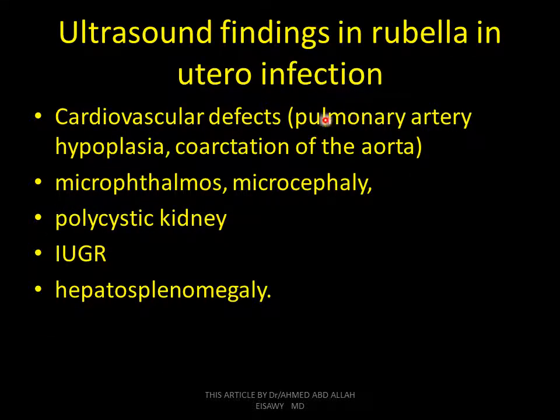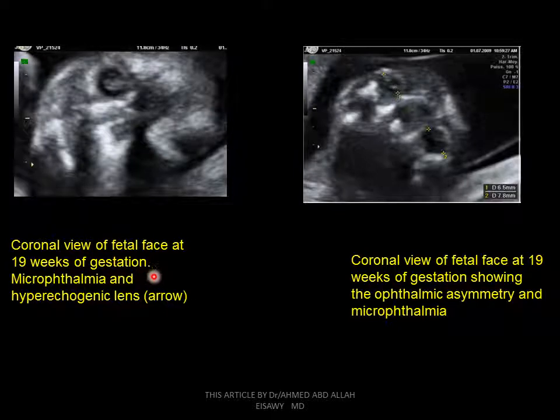Ultrasound findings of rubella intrauterine infection, as we mentioned before: cardiovascular defects, pulmonary artery hypoplasia, coarctation of the aorta, microphthalmos, microcephaly, polycystic kidney, IUGR, hepatitis. This coronal view of the fetal face at 20 weeks gestation shows microphthalmia and hyperechogenic lens. Microphthalmia and hyperechogenic lens in rubella syndrome. This coronal view at 19 weeks gestation shows ophthalmic asymmetry and microphthalmia.